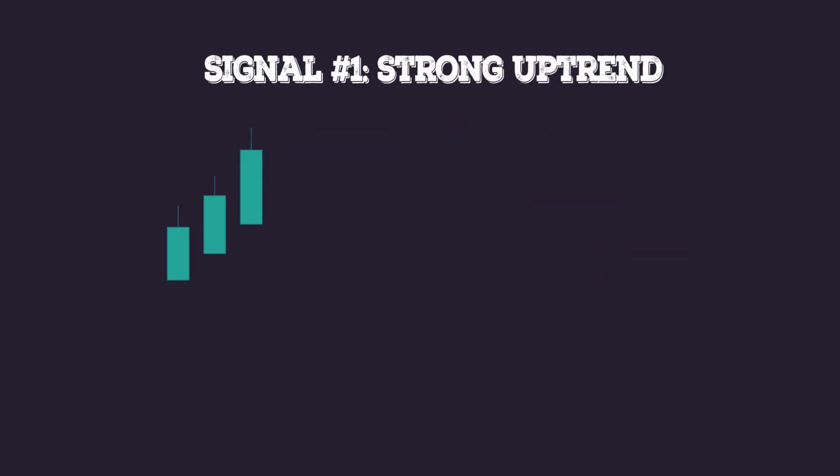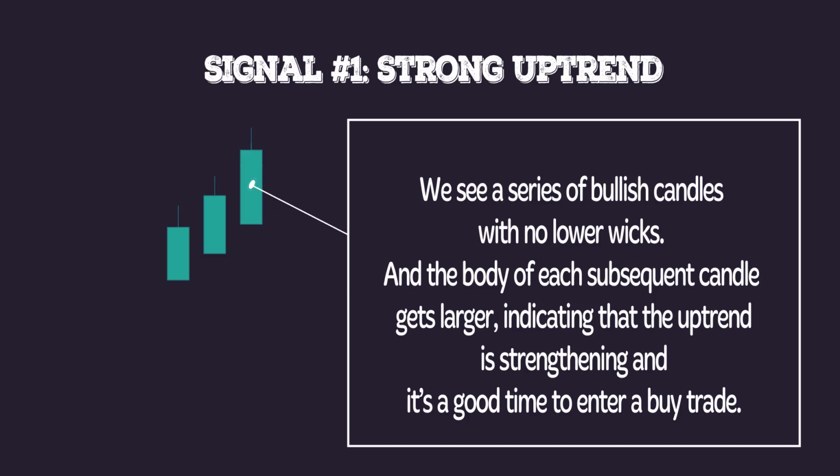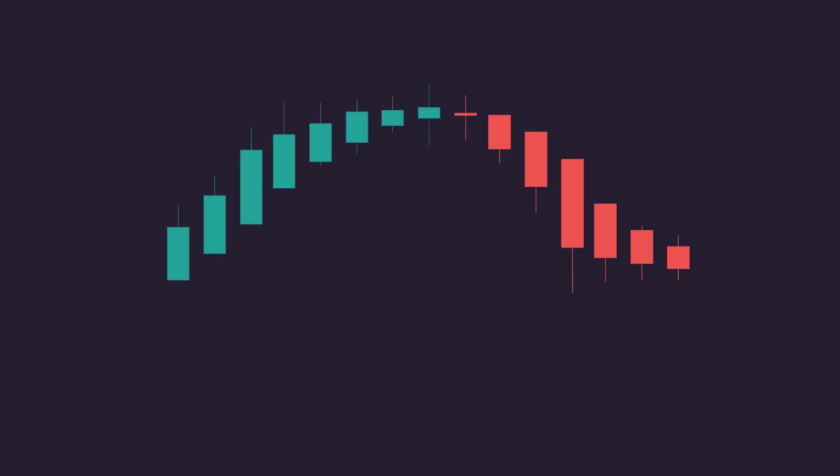Signal number 1, strong uptrend. In a strong uptrend, we typically see a series of bullish green candles with no lower wicks. Each candle's body gets progressively larger, indicating increasing bullish momentum. This is often a great time to enter long buy positions.